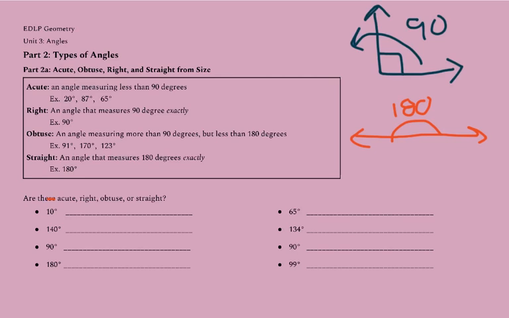A 10-degree angle is definitely not 90 degrees, so it's not a right angle. It's not 180 degrees, so it's not a straight angle. And then is it less than 90 or between 90 and 180? And you see that it's less than 90, so 10 degrees is an acute angle. You would just use a similar process to that for the remaining values.